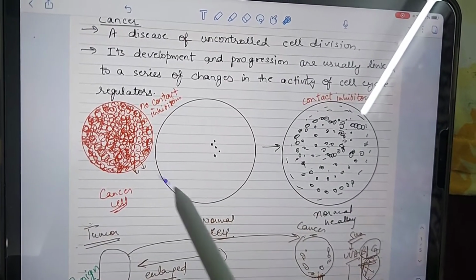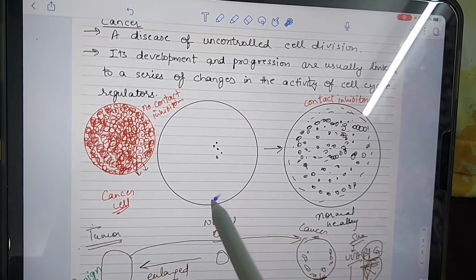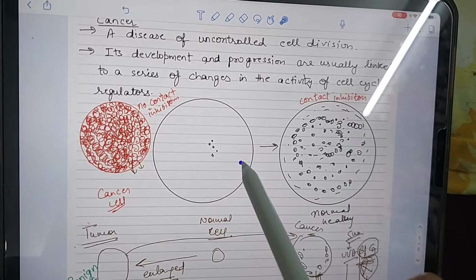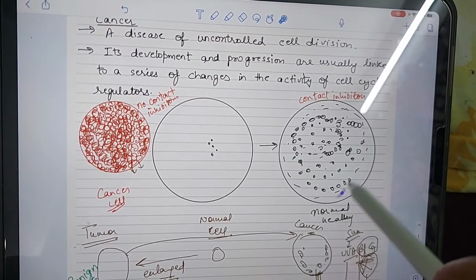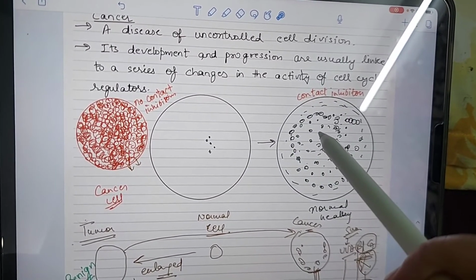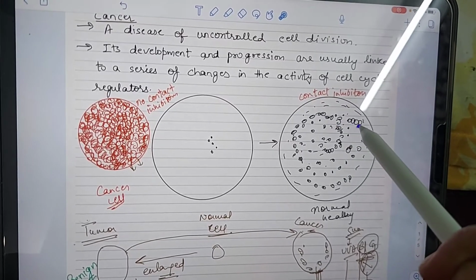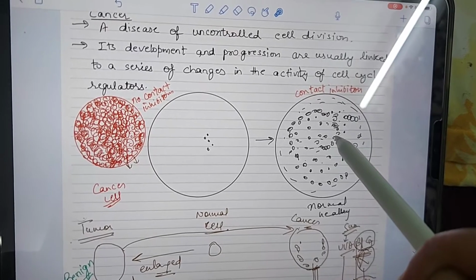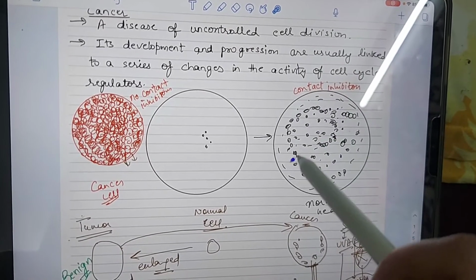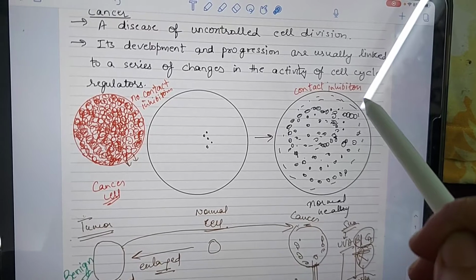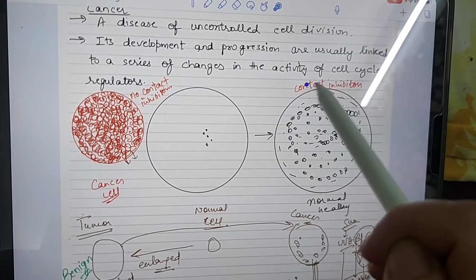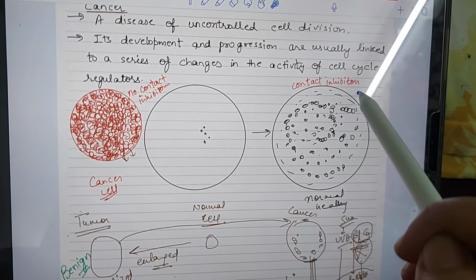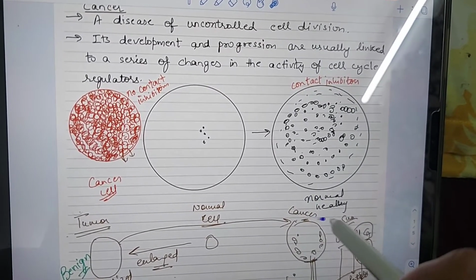This is a normal cell. Let's assume this is a Petri plate and you're trying to grow some normal healthy cells. These are the normal cells and they'll keep on growing. They'll keep on growing till a point they start contacting each other. Once they contact each other, they will not overcrowd and they will stop inhibiting each other and they'll stop growing. This is called contact inhibition. Contact inhibition basically means when they contact each other, they stop growing, they inhibit. Growth is inhibited. These are the normal healthy cells.